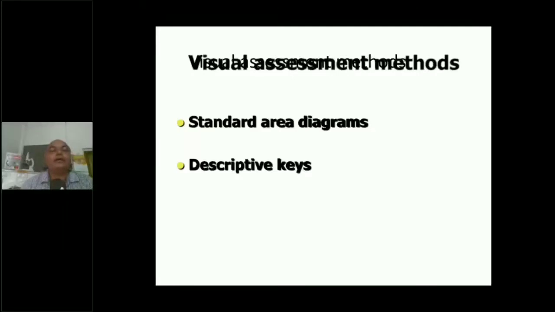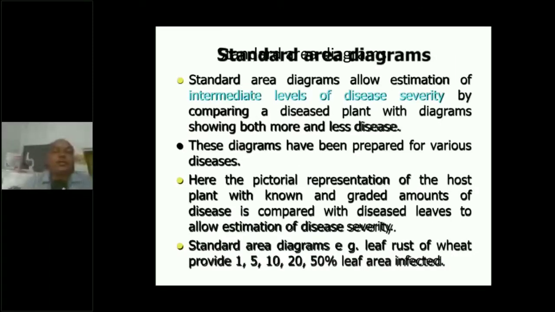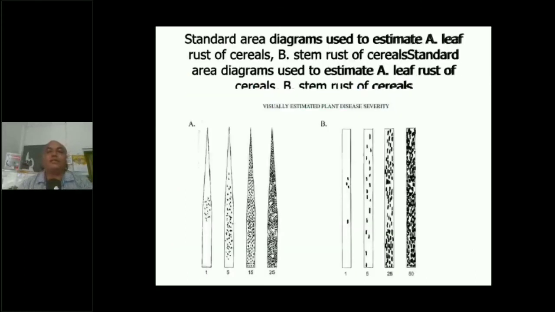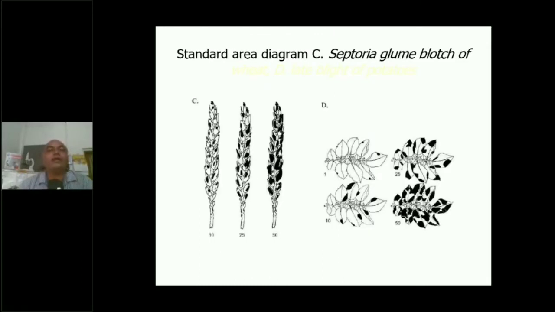There are so many standard area diagrams, that is, some disease scales are there, like these standard area diagrams for leaf rust and so many diseases: 1% infection, 5% infection, 10% infection, 20% infection, 50% infection. Likewise this is the standard diagram. One is used for leaf rust, another one is for stem rust. Here 1% means this much infection, 5% means this much, 15% means this much, 25% means this much infection. Likewise, these are the 1, 5, 25, 50% infection. These are the disease rating scales. Likewise, this is also for glume blotch disease, and these scales are very important to find out disease severity.